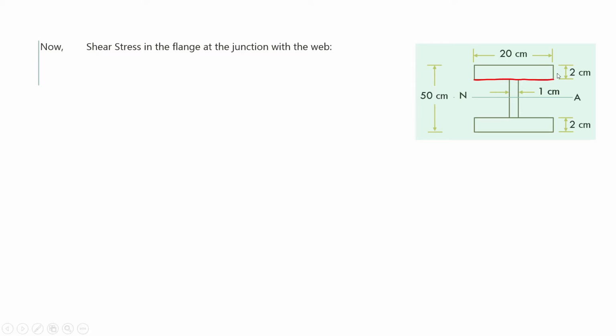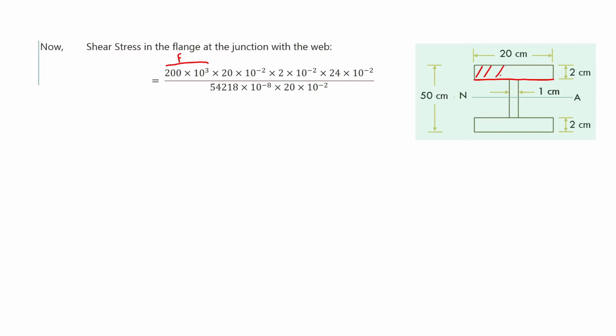So we will use the relation that tau equal to F A y bar upon I b. So first of all F, so this 200 into 10 to the power of 3 Newton, ये shear force हमें already given है, this is the F. Then area of cross section of what, जिस point पर या जिस line पे हमें shear stress find out करना है उसके above जो भी area है that area we have to consider. So this is the area of cross section that we have to consider.